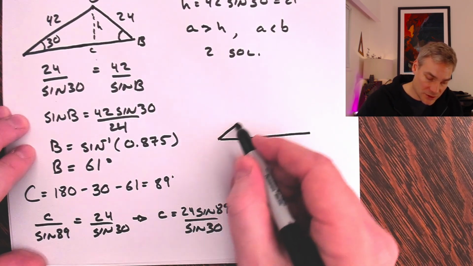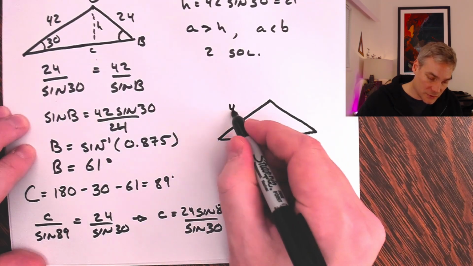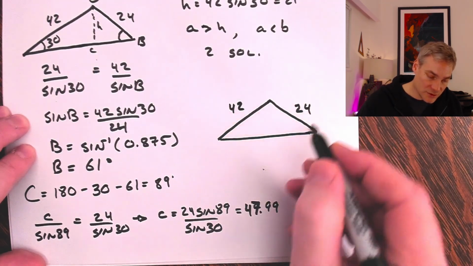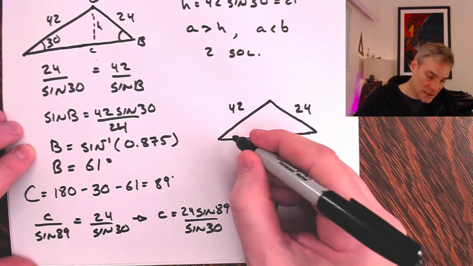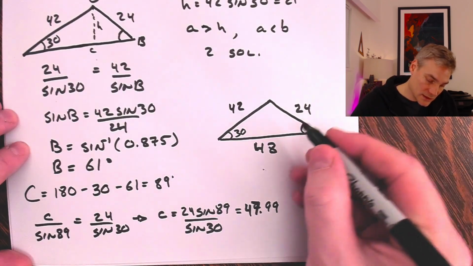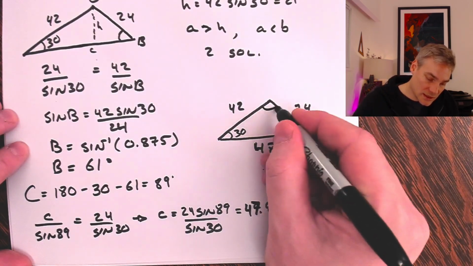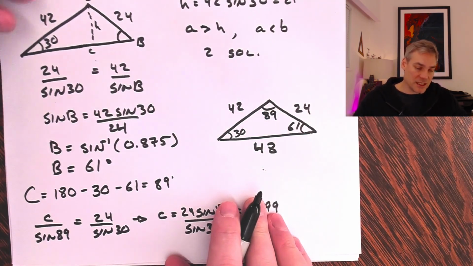Okay, so now we've solved for this version of the triangle. This is 42, 24, and let's just write 48. It's really close to 48. This was 30 degrees. This is 61, and this is 89. So that's our completed triangle. But what about the ambiguous case?